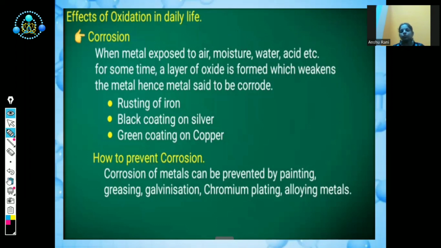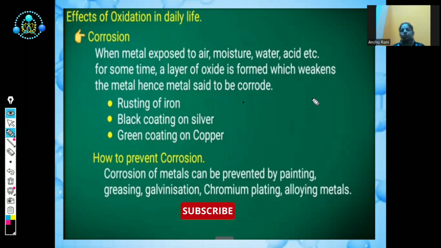Aluminium metal, when exposed to air, gets a coating of aluminium oxide, which is a self-protective coating. It doesn't allow aluminium to react further with air. How can we prevent corrosion? For preventing corrosion, we need to cut out the supply of air to the metal. We can cut the supply of air by painting, greasing, galvanization, chromium plating, or formation of alloy.